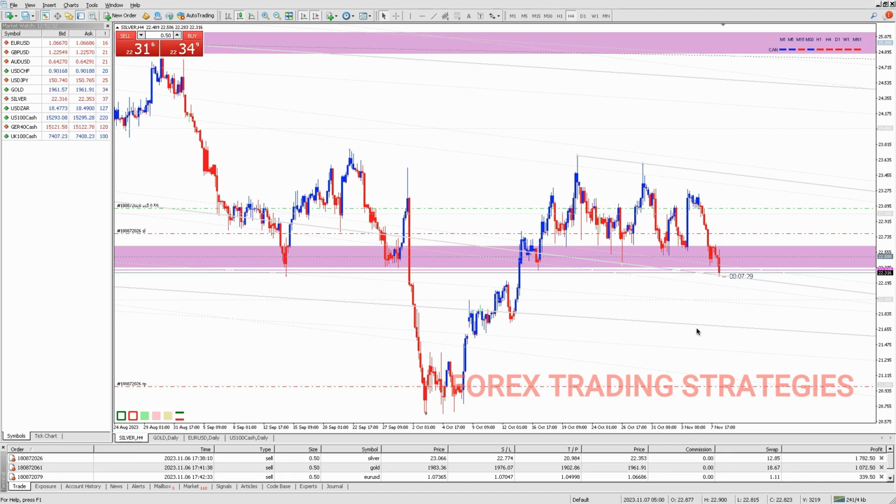So this is currently what's happening on silver. Remember, I had several trades. If you watched yesterday's video, I had several trades on silver and gold and Euro USD. I've removed some of those trades. That's what you do as the market reaches your levels.